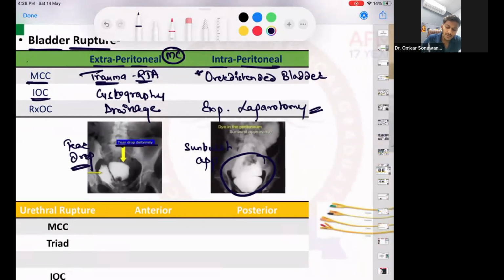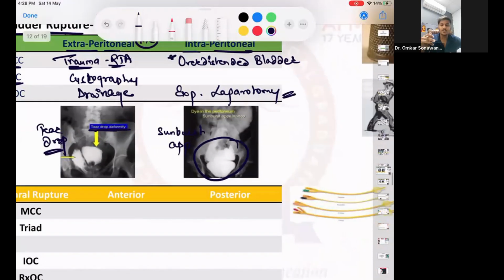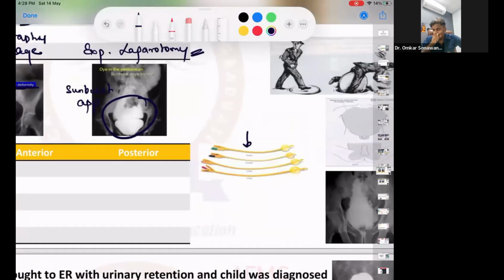Okay? So please remember, this is a Foley's catheter, which is usually used for urinary retention cases. It has a balloon which helps in fixation of the Foley's catheter. Important: usually it has two ports. One port is to inflate the balloon, the other port is for the urine, and it is available in various sizes.